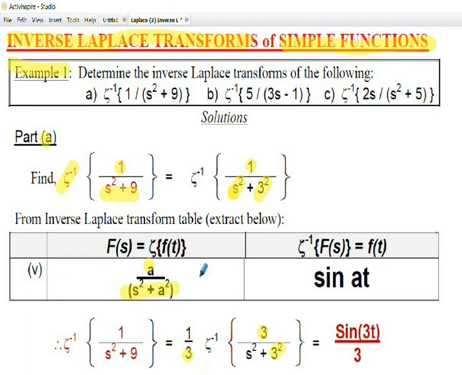So I can write the 3 over s squared plus 3 squared straight away down as sine of 3t, because the a in this case would be 3. But I mustn't forget in this case to divide by the 3, which is outside of the inverse Laplace transform function. But this is the way we try and approach Laplace transforms, try to make them into standard forms using this kind of manipulation process. And you'll see more of that as the examples unfold.